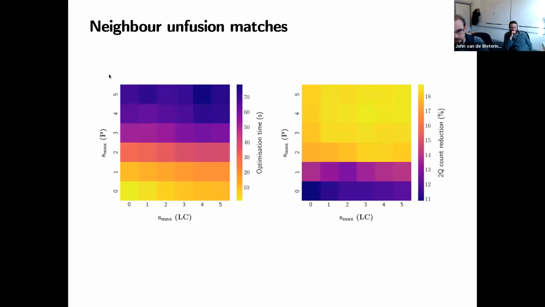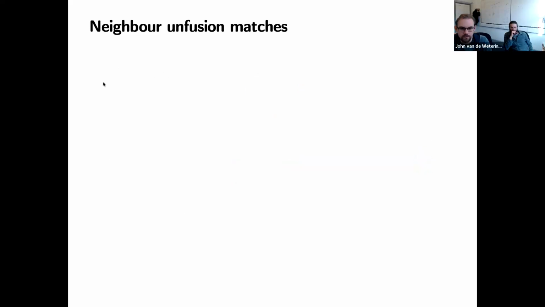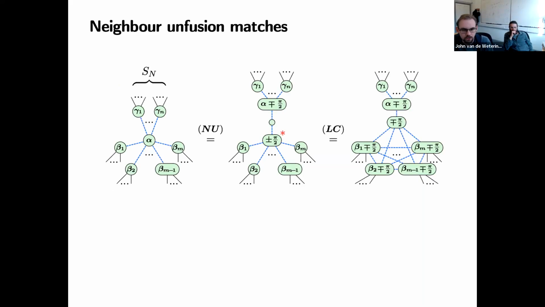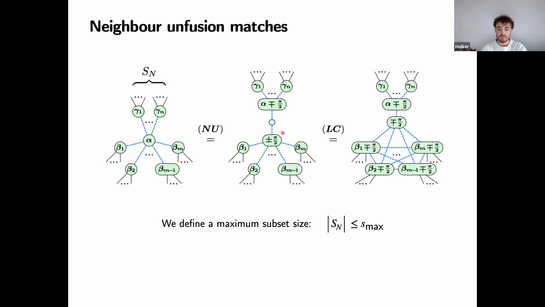So sorry, can I ask a question about this? Yeah, of course. So of course, in your algorithm, you require that you need to preserve causal flow at every step. Yeah. Does this always preserve causal flow?